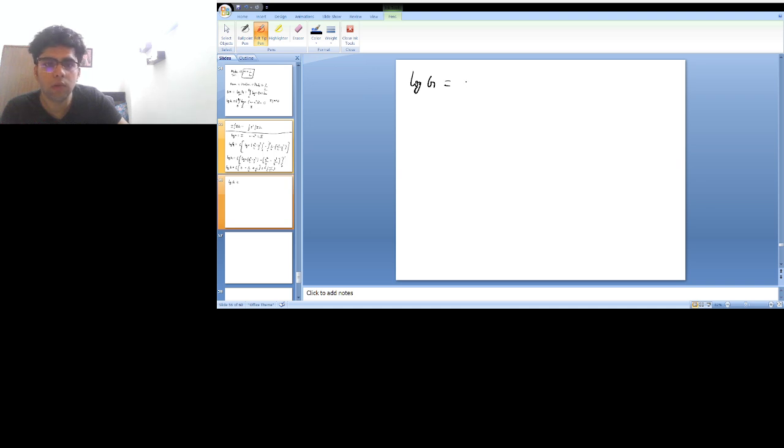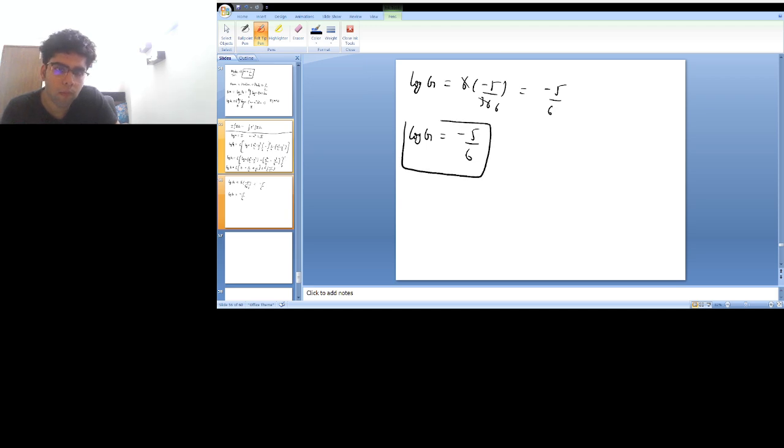So this gives me 6 into minus 5 upon 36, which is 6 and 36 goes. I am left with minus 5 upon 6. So log G is equal to minus 5 upon 6. Let me just check if I made some error. Only the answer is given here, 5.80. Yes, so we are correct here.